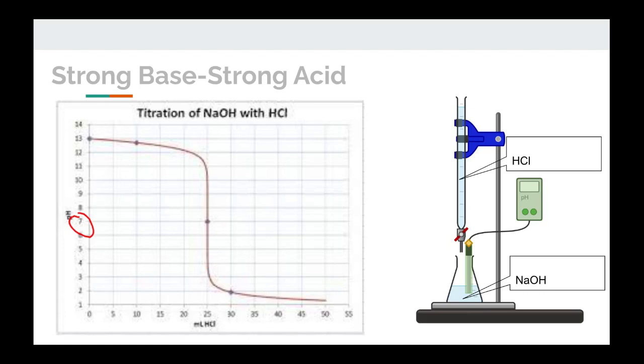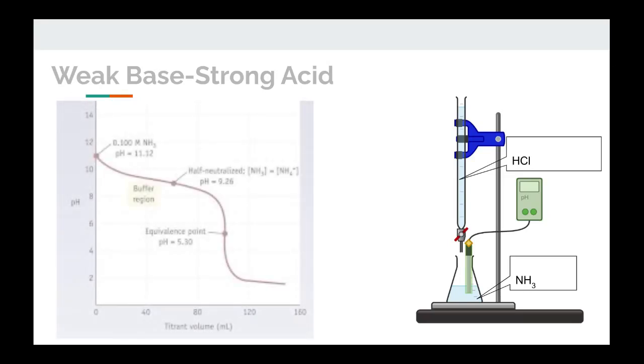Weak base, strong acid, once again, it's kind of a mirror image. Here's an example. If we have ammonia, a weak base, in the flask, and we have HCl in the burette, the pH starts out high, but not as high as if we had a strong base. We create a buffer because we're going to create the conjugate acid, and it's going to be present with the base until you get to the equivalence point. So this is a buffer region right here.